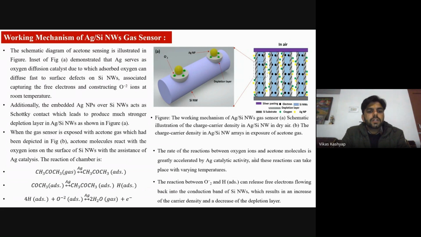When the gas sensor is exposed to acetone gas, as depicted in figure B, the acetone molecules react with the oxygen ions on the surface of the silicon nanowires with the assistance of silver as a catalyst. The reaction is given below. The rate of the reaction between the oxygen ion and the acetone molecule is greatly accelerated by the Ag catalytic activity, and these reactions can take place at varying temperatures.